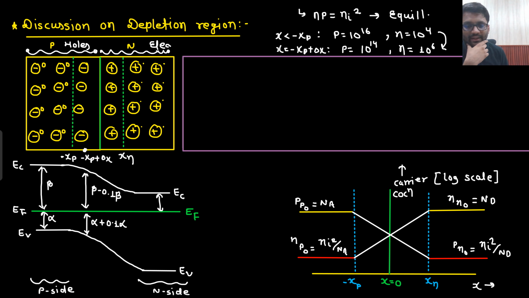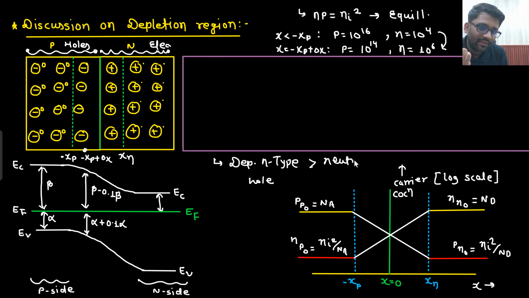Okay. And I am pretty hopeful that one day they will frame a question from this particular topic, and they would frame only one question: which of the following statements is true? In the depletion region, the number of holes in the depletion n type would be more than in the neutral n type. Is this statement true? People will think, sir, in the depletion region there are no charge carriers, so how could it be more? The statement seems wrong, but actually it is correct.